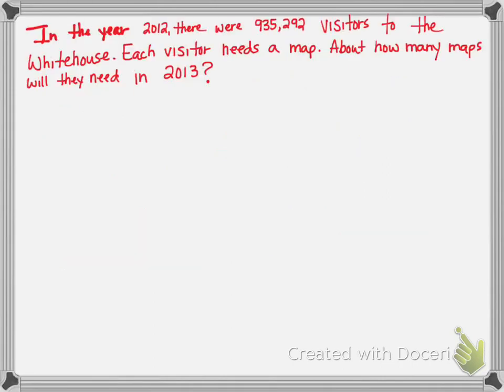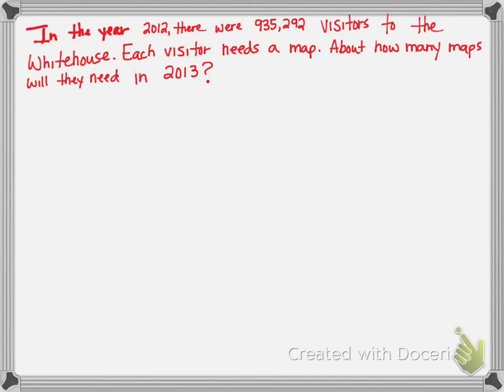All right, here's the word problem we're going to do today. In the year 2012, there were 935,292 visitors to the White House. Each visitor needs a map so they can navigate their way around that White House. About how many maps will they need in 2013?